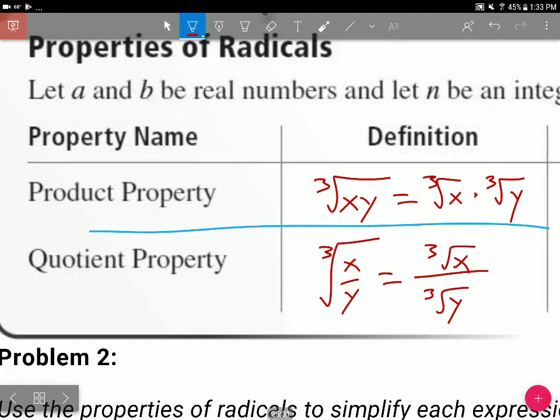Or combine them if I need to. Whichever. All right? So here we go. Problem 2. Here we roll.